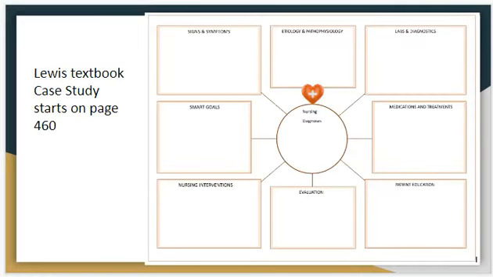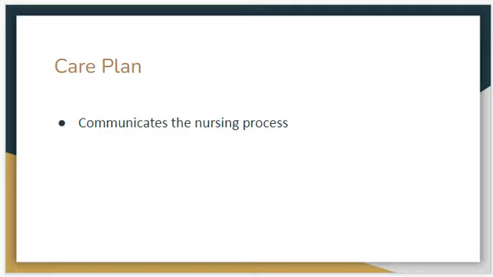So in class, we were going to use our Lewis textbook. There's a case study that starts on page 460, and you would draw this concept map. And again, I'll have another video about that. So a care plan is simply, in its simplest form, the way that we communicate the nursing process. So we did learn about the nursing process in our pre-lecture videos, and this is the way that you communicate that information to others. So in class, we were going to do a nursing care plan, and again, I'll have a separate video about this.